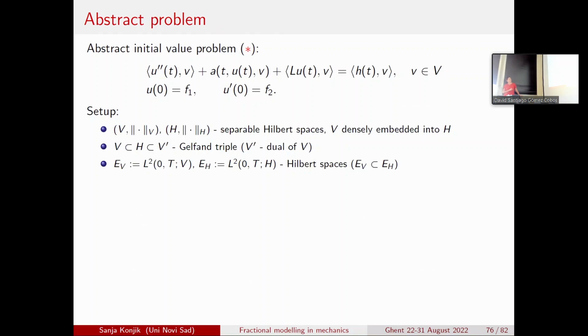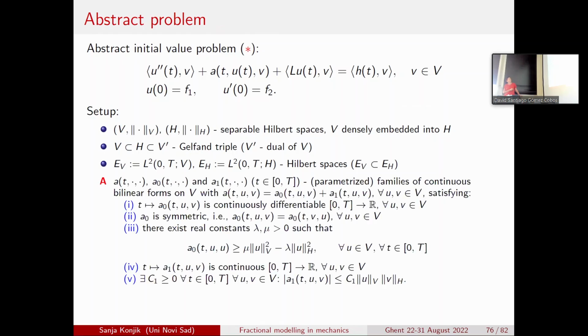So it takes the form, you see, in fact, you couple, let's say, your initial equation with a function v from space V, and here you choose some separable Hilbert spaces for V and H. V is densely embedded into H, and they make a Gelfand triple. And in addition, there is assumption A, which we have to assume.